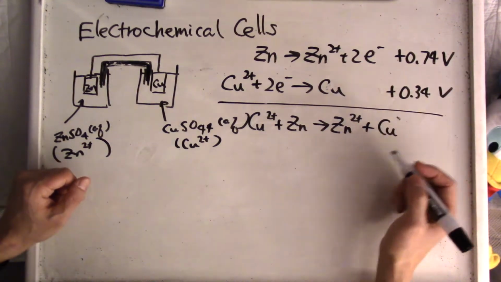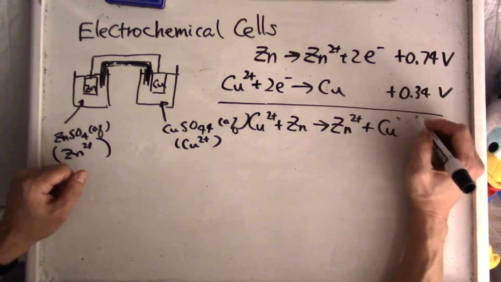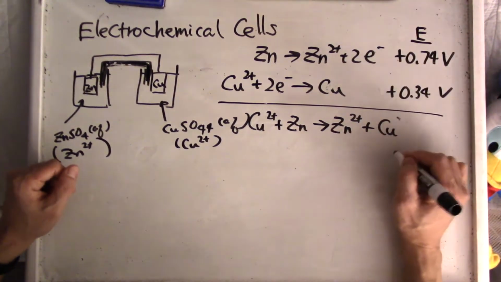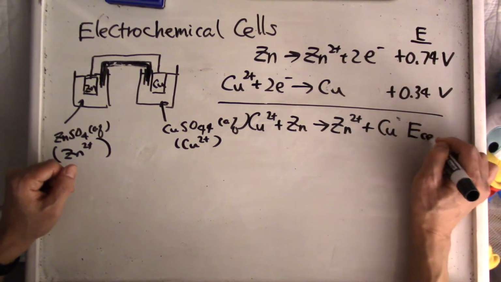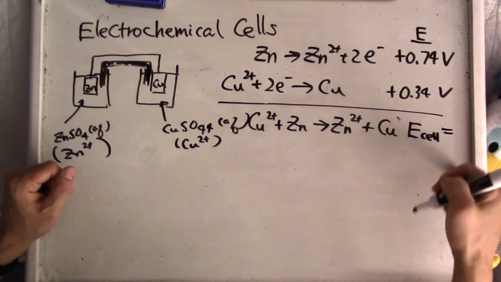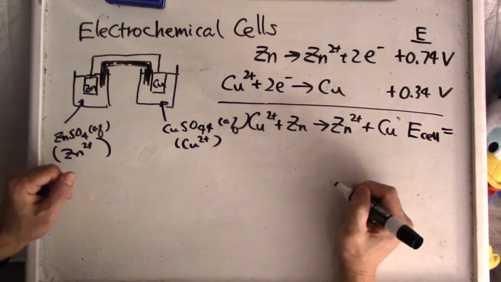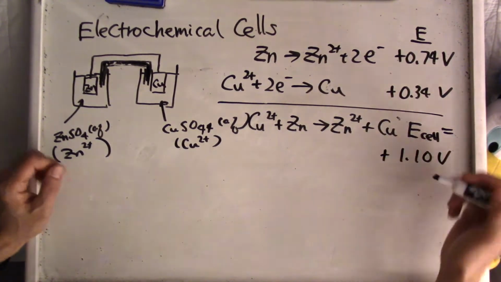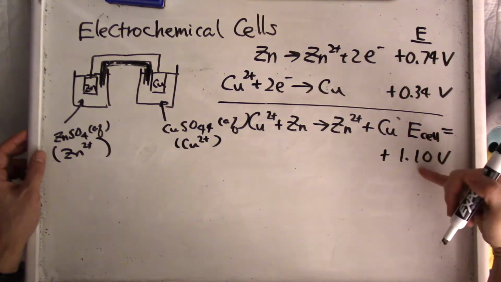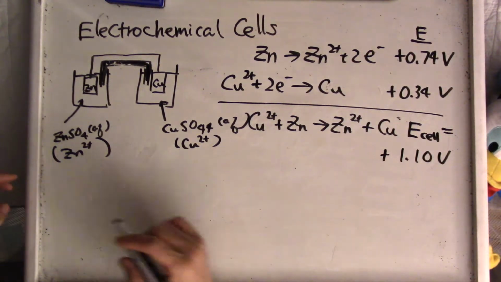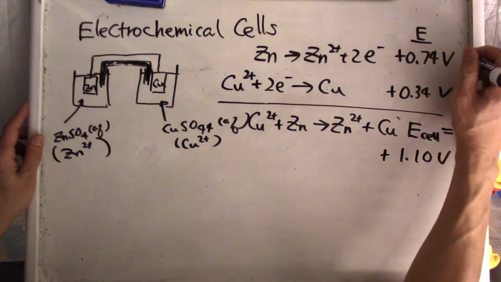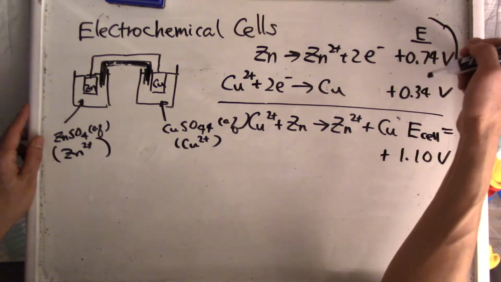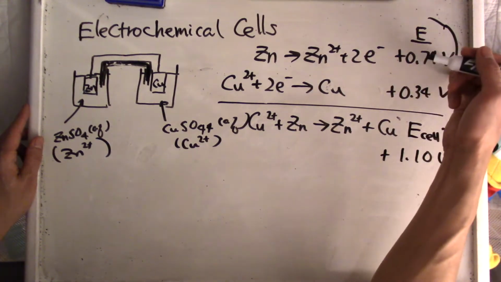So in this case, copper 2 plus plus zinc solid goes into zinc 2 plus plus copper solid. And then the total cell potential, E cell, is equal to plus 1.10 volts. The way I did it is that it's just this plus this, which is equal to 1.1. Pretty simple, straightforward, so keep that in mind. Next to it, you can make a note. You should use this space if you have one. I don't have one, so I'll just write it here.